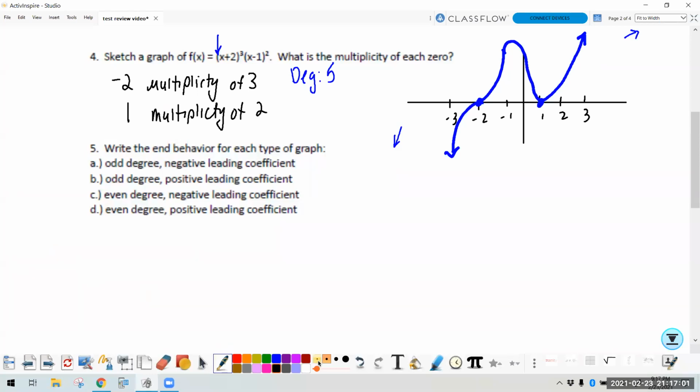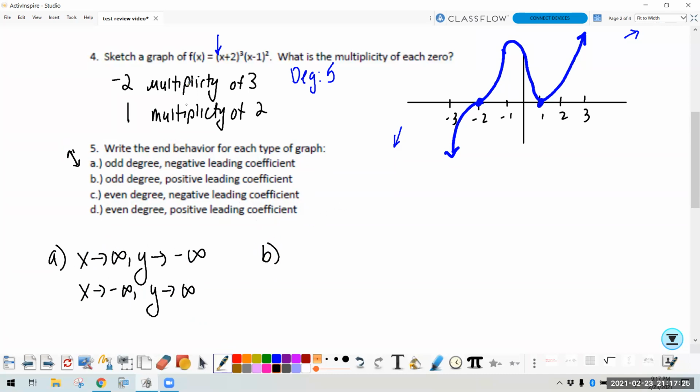Write out the end behaviors. Okay. Odd degree negative leading coefficient is like a line with negative slope. So as x goes to infinity to the right, y goes to negative infinity. And as x goes to negative infinity to the left, y goes to infinity.